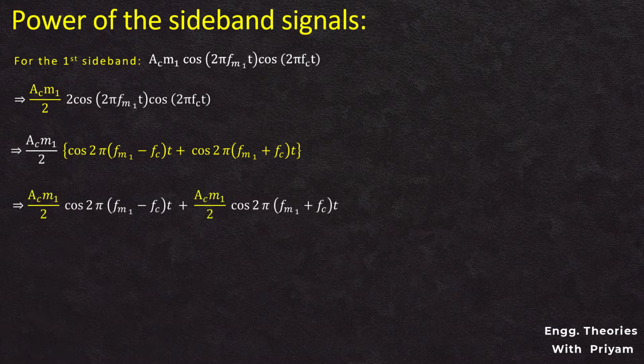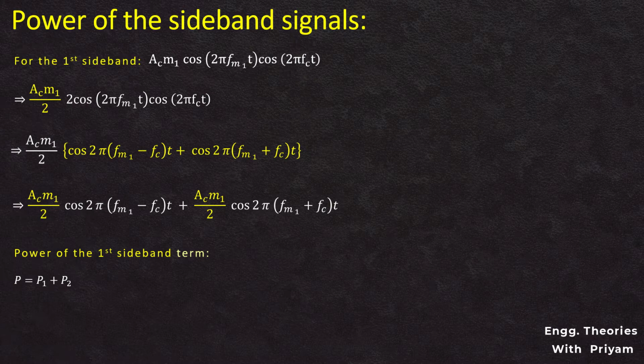Open the bracket and multiply AC into m1 by 2 with both the terms. Now the sideband is the sum of upper sideband and lower sideband. Total power of the first sideband will also be the sum of power of upper sideband and power of lower sideband. As both the sidebands are cosine signals, we can apply the formula of power of cosine signal for the calculation of power, which is (Vm by root 2) whole square by R.